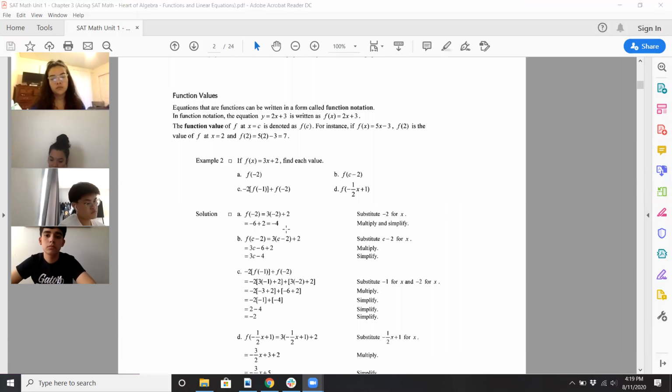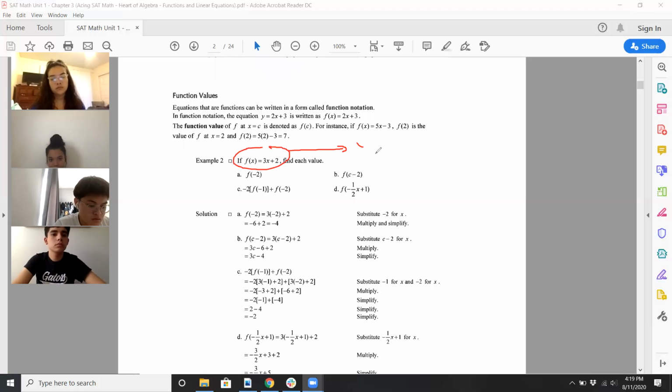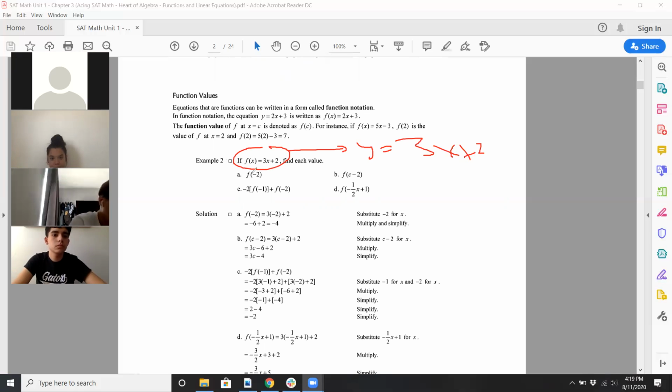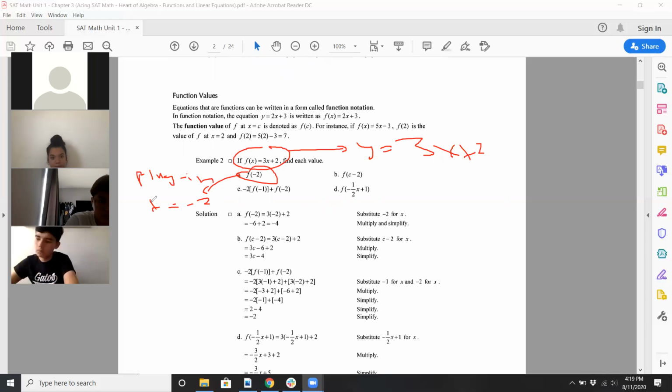Plugging into functions should be pretty straightforward. So f of x equals 3x plus 2. It's no different than saying y equals 3x plus 2. And when you see something like this here, that simply means you plug in x equals -2. So you plug -2 into this function, and you can see down below they show you how it works out. So they're all worked out.